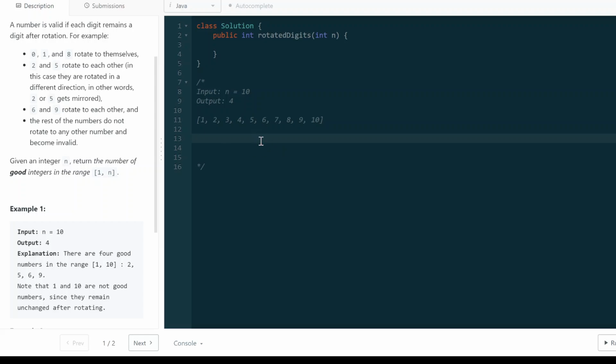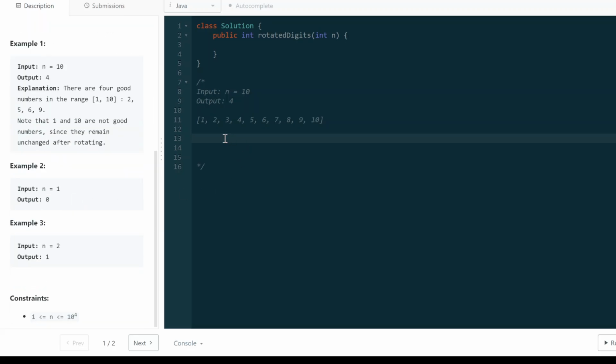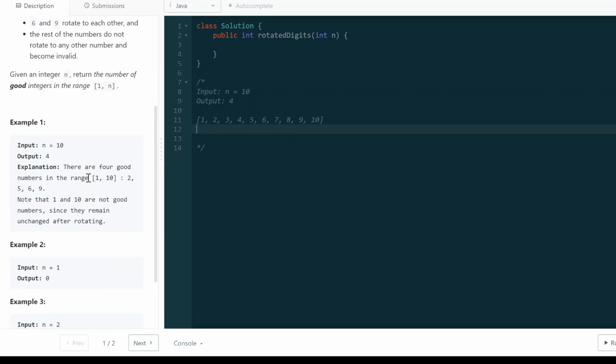4 is also invalid. 5 is good. 6 and 9, that's good. 7 is invalid. Why is 8 invalid? 8 is also, no, no, no, here. Okay. I think I understood the question, but it is so boring.